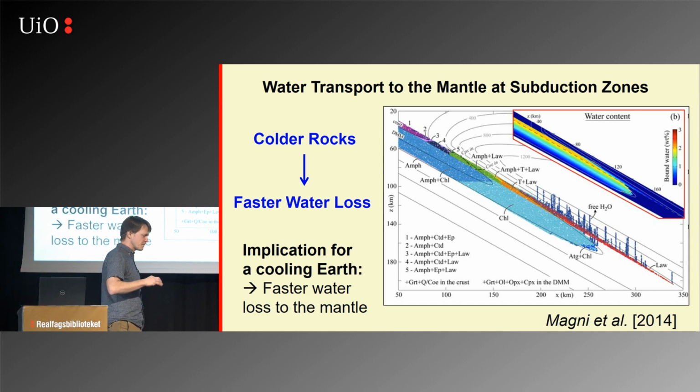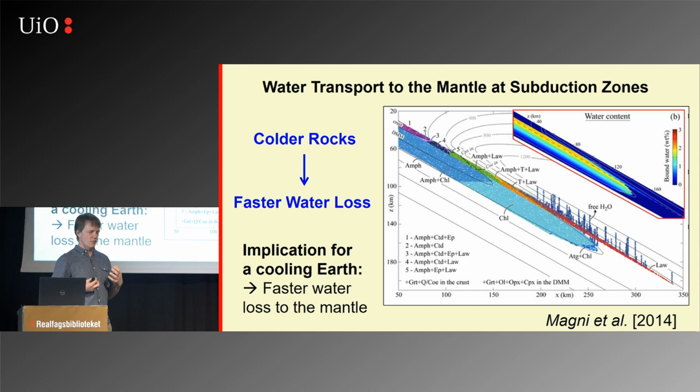One thing you can do is study this by looking at how much water rocks can hold as a function of their temperature and pressure and things like that, and combine that with what temperature we think the rocks are as they go down. If you do all those experiments, one thing you find is that colder rocks tend to hold more water. Okay, so this is the subduction zone going down.